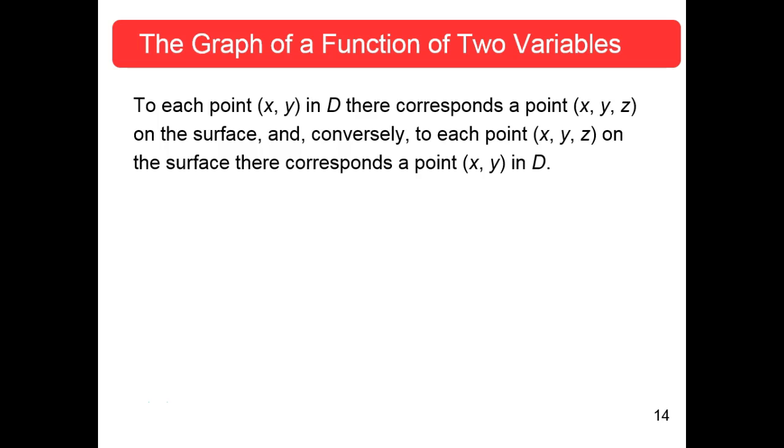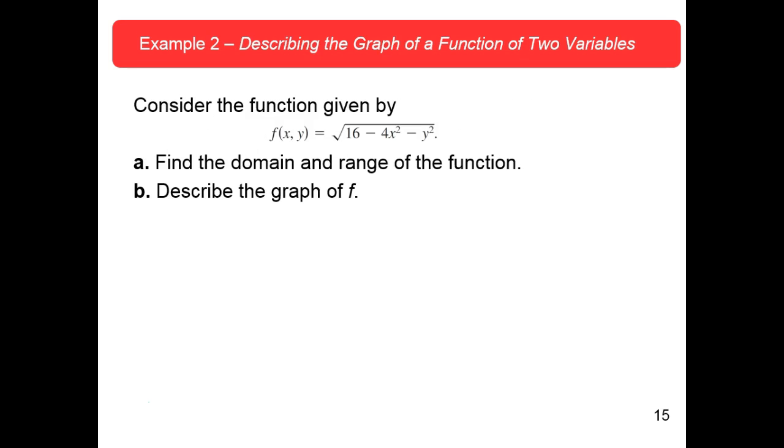There corresponds a point x, y, z on the surface, and conversely, for each point x, y, z on the surface, it corresponds to exactly one point x, y in the domain D. All right, so here's example 2. Consider this function: f of x, y is equal to the square root of 16 minus 4x squared minus y squared. Find the domain and the range of the function.